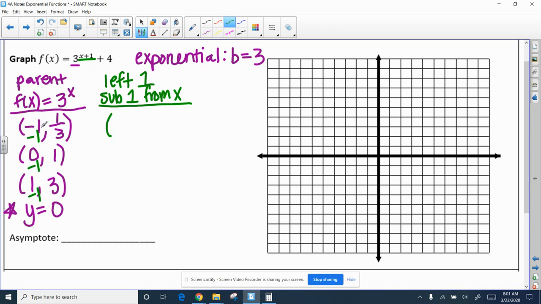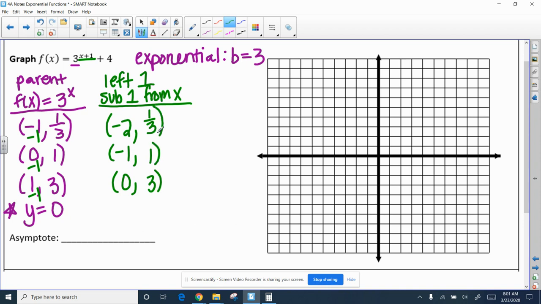So my new x values: -1 minus 1 would be -2. For this x value, 0 minus 1 is -1. And for this x value, 1 minus 1 is 0. So those are my new x values. So far, I haven't changed my y values. So my y values are the same, 1/3, 1, and 3.